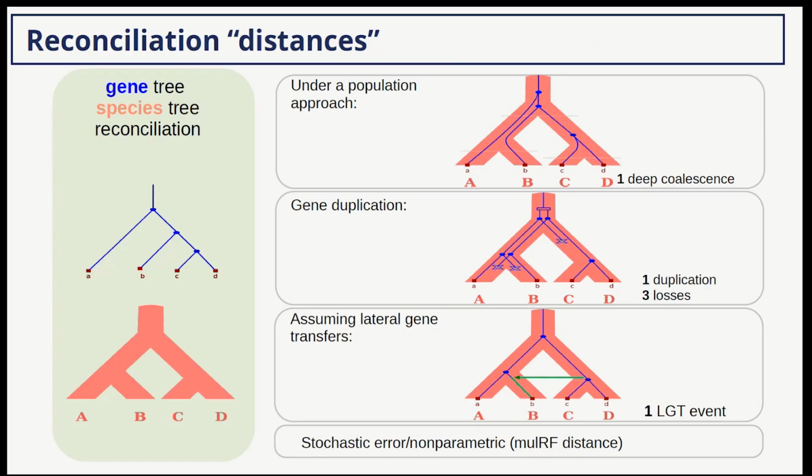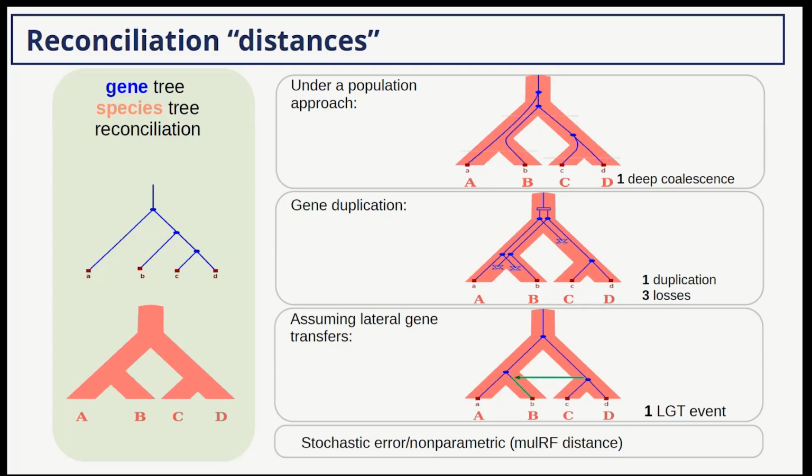So the answer is that there are fast ways of calculating the distance between a gene tree and a species tree. And most of them are called reconciliation distances. I'm not going to describe all of them, but if I use a population approach, then it's one deep coalescence. And if I say, no, actually what's happening here are duplications and losses, I can use basically the same algorithm, just changed a little bit, and it's a very fast algorithm. And then you can say, well, actually one duplication and 3 losses is all you need to describe the difference between the blue one and the red one.